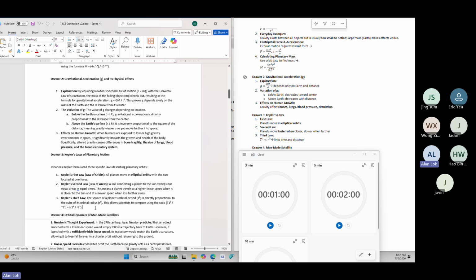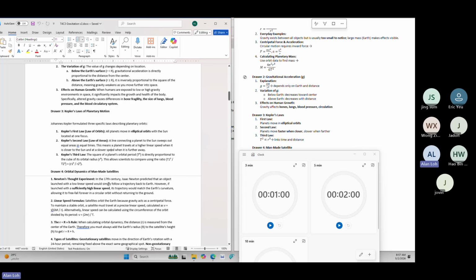Number three is to inform you the relationship between the orbital period and the radius. Orbital period and the radius. Why do you need to know this? In step 4, we will tell you why.